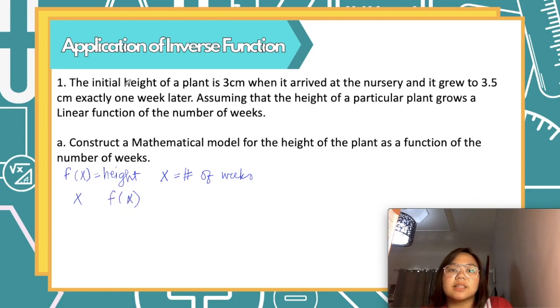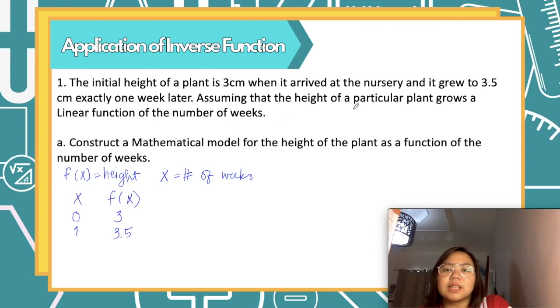So it was stated that the initial height of a plant is 3 cm when it arrived at the nursery. So nung wala pa siya sa nursery, ibig sabihin nun, 0 weeks pa lang siya sa nursery, the height is already 3 cm because this is the initial height. And then it became 3.5 at exactly 1 week. Okay, so meaning, nadagdagan siya ng 0.5.